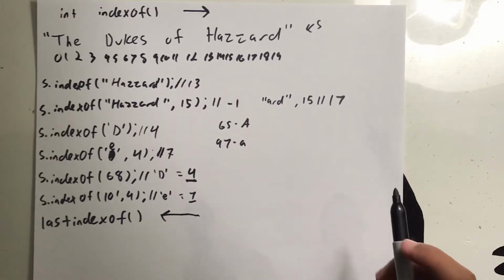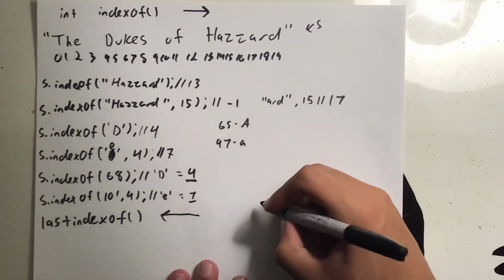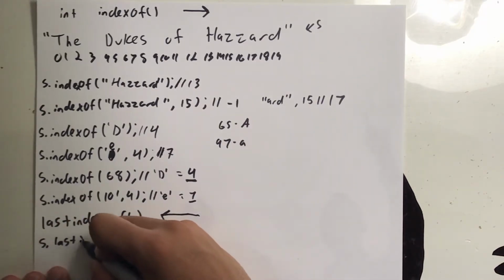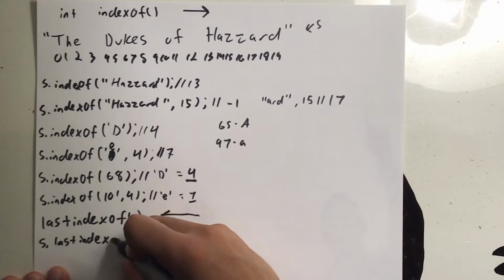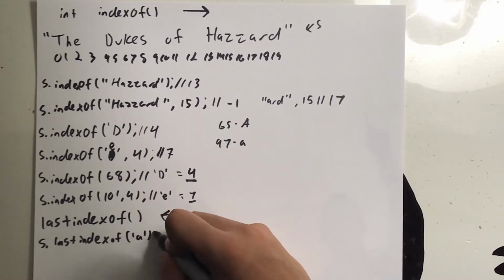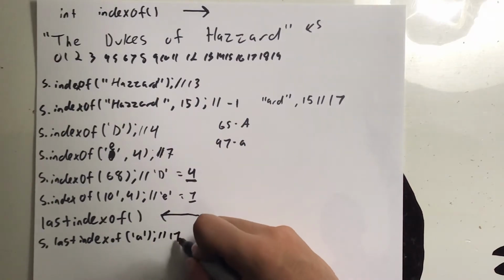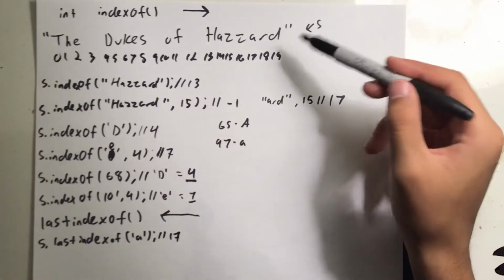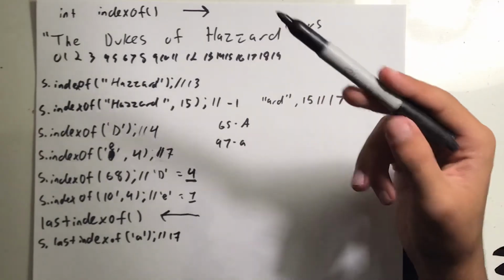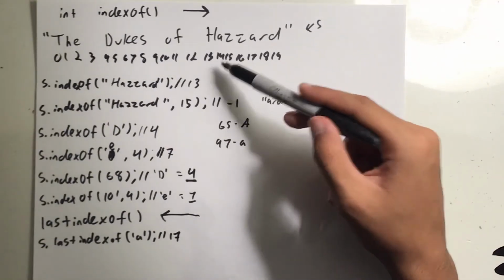If we had, for example, s dot lastIndexOf the character A, it would be 17. Why would it be 17? You start from right to left, and it's 17. If it was dot indexOf, it would be 14.